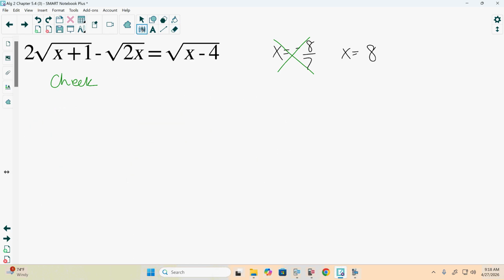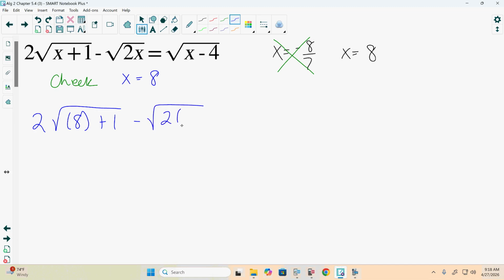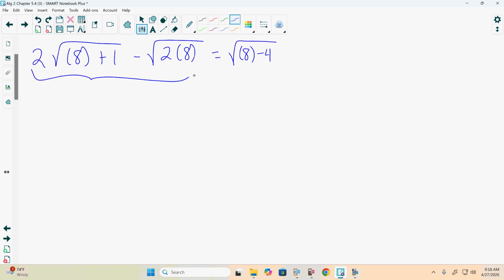Now we're going to do the exact same thing, but this time we're going to check x is equal to 8. So we have 2 times the square root of 8 plus 1 minus the square root of 2 times 8, and see if that's equal to the square root of 8 minus 4. And again, I can type this whole thing into the calculator, see what I get, do the same with the other side, and see if I get the same value.